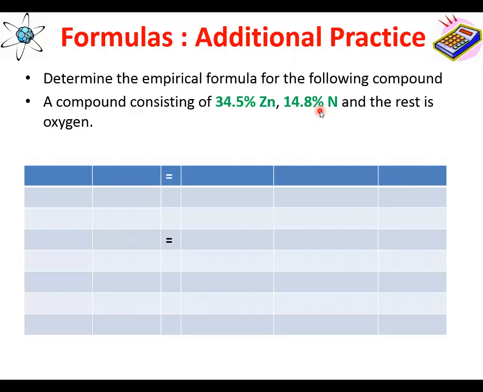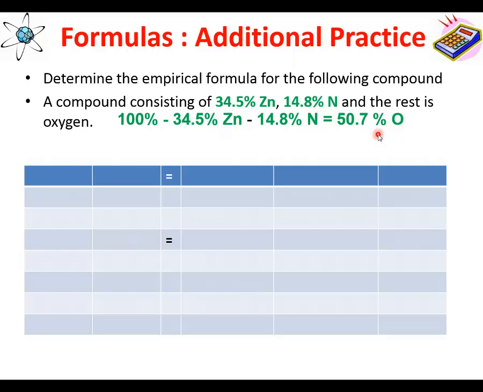Now I know if I have all the elements here with these three elements that their mass percent should add up to 100. So I can find the mass percent of oxygen by difference. If I take 100% and subtract the percent of zinc and nitrogen, that would give me the difference in mass that must be from oxygen, so my mass percent of oxygen. So I take 100, subtract 34.5% by mass zinc, subtract 14.8% by mass nitrogen. I end up with 50.7% by mass oxygen. All of my mass percent should add up to 100.